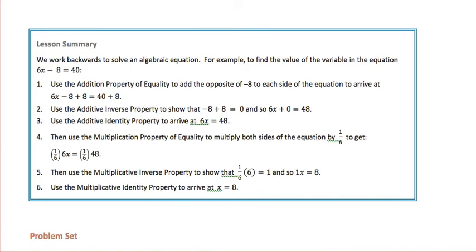In summary, we work backwards to solve an algebraic equation. For example, to find the value of the variable in the equation 6x minus 8 equals 40, first of all, we'd use the addition property of equality to add the opposite of negative 8 to each side of the equation. So we're adding 8 on each side.